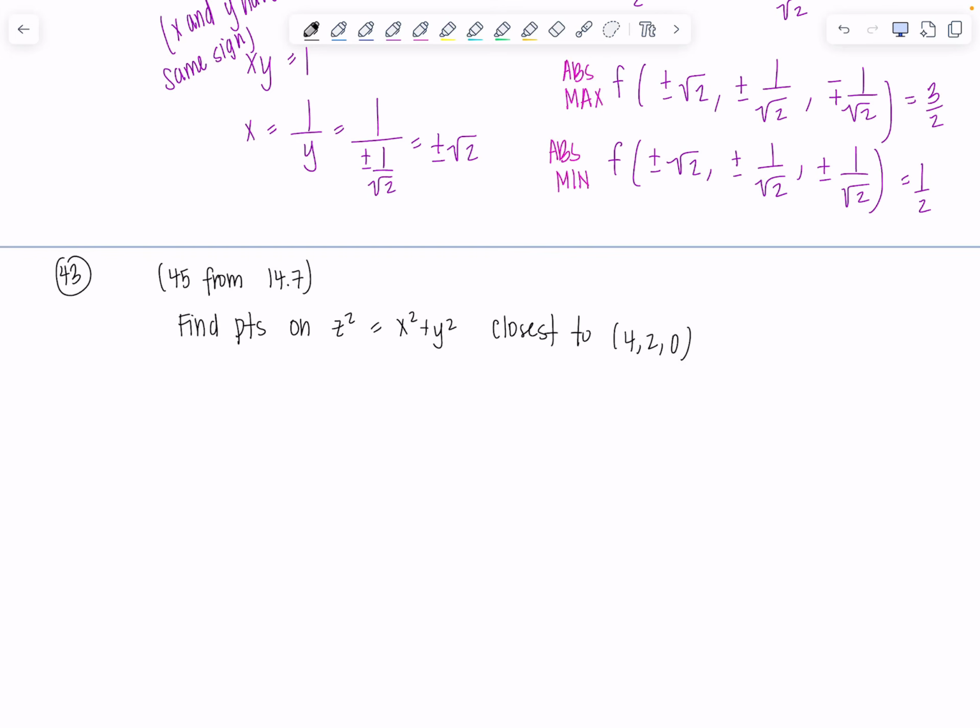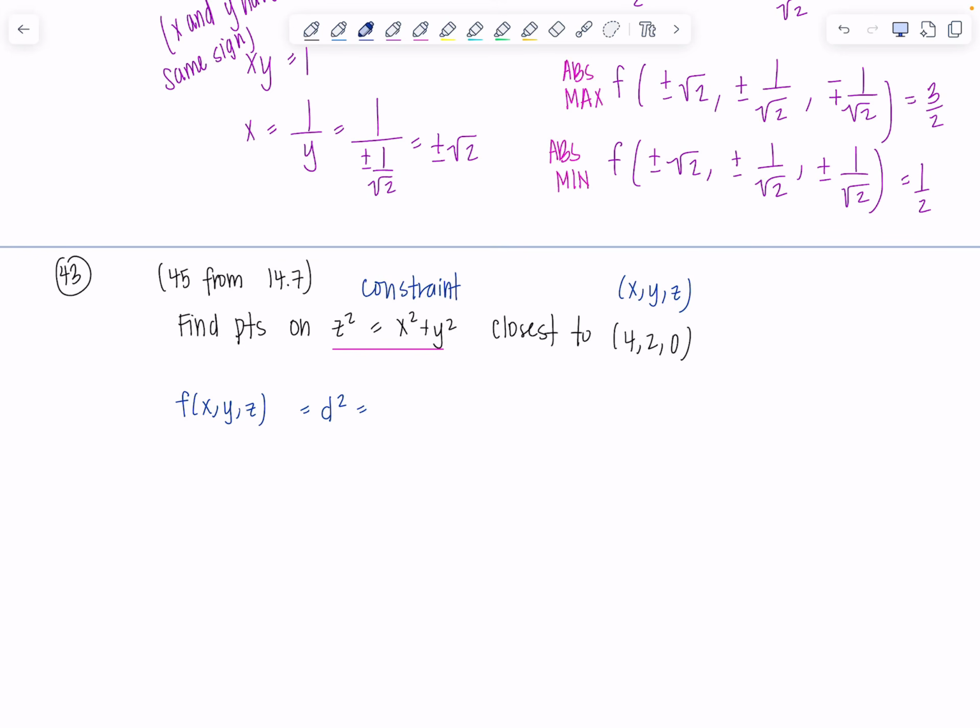So what quantity are we optimizing? What's my function? Distance, very good. However, I don't actually want to work with the distance formula. It's nicer to work with distance squared, which we talked about yesterday. So I'll call my function of xyz distance squared. And it's the distance from some arbitrary ordered triple that satisfies the cone's equation. The cone's equation is actually our constraint equation. We're finding distance from some arbitrary xyz to (4, 2, 0). Does that make sense? So this cone, this is our constraint.